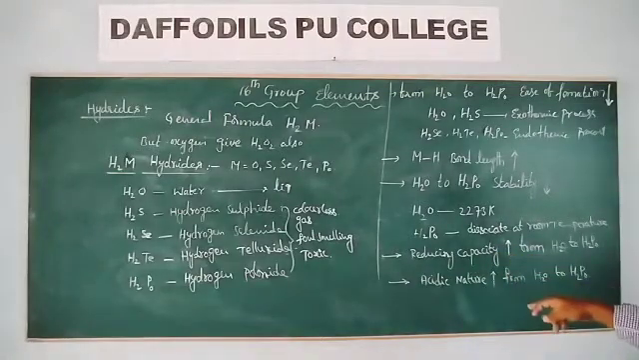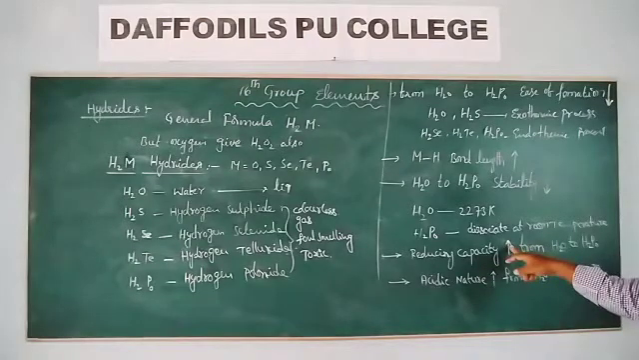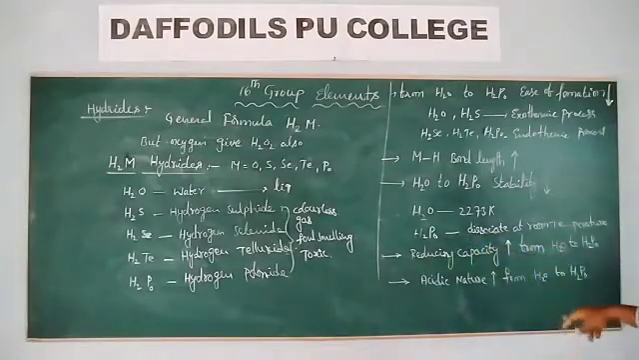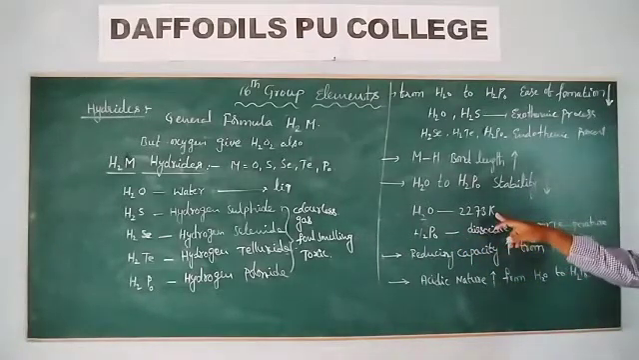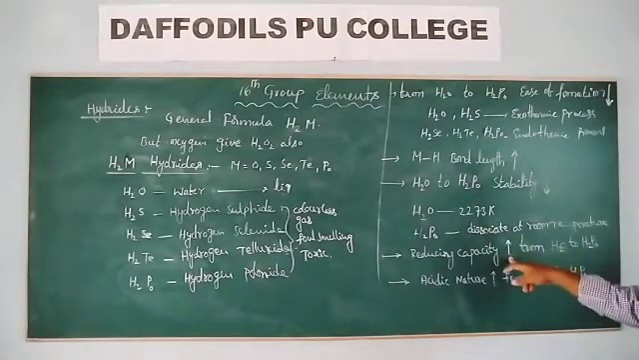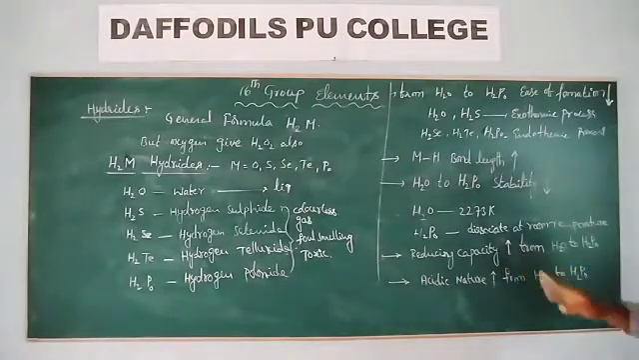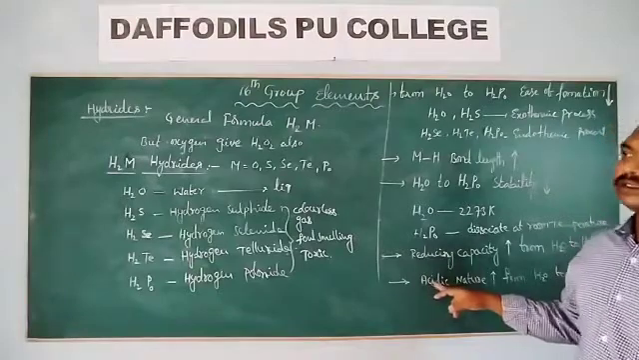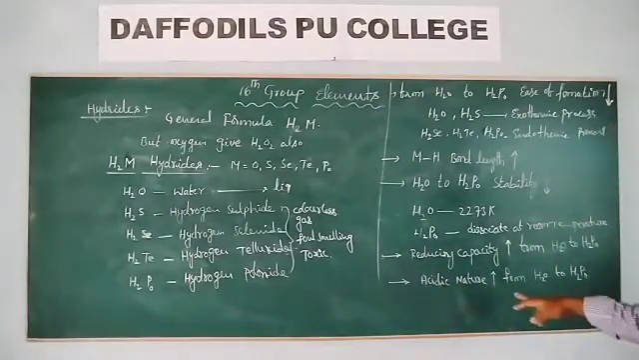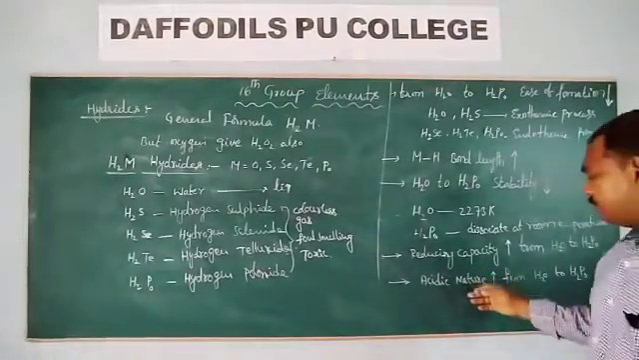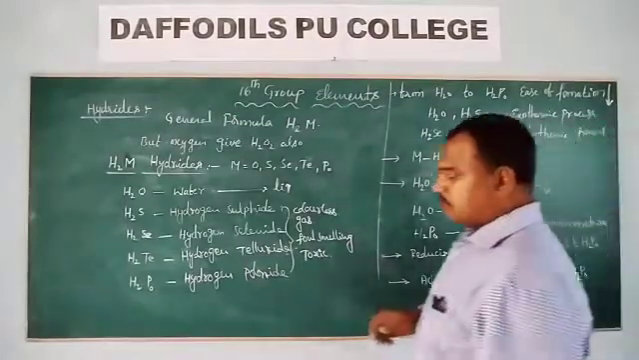Hence, they behave as reducing agents. This reducing capacity increases as dissociation becomes easy. H2O does not dissociate. H2Po easily undergoes dissociation. Hence, reducing capacity increases from H2O to H2Po. At the same time, these substances release H plus ions. The thing which releases H plus ions is known as acidic, and the acidic nature increases from H2O to H2Po.